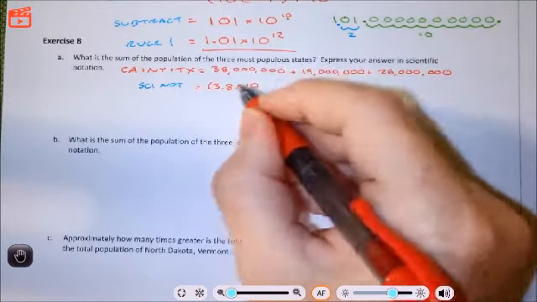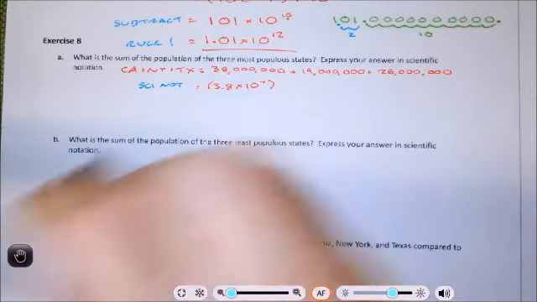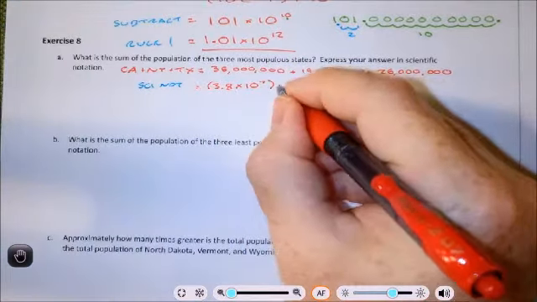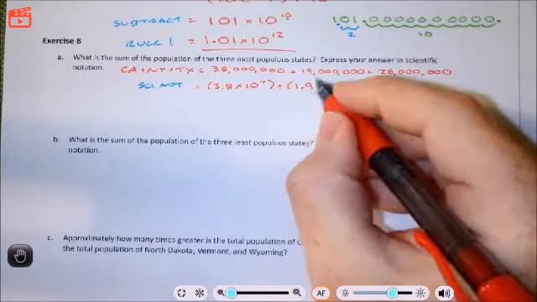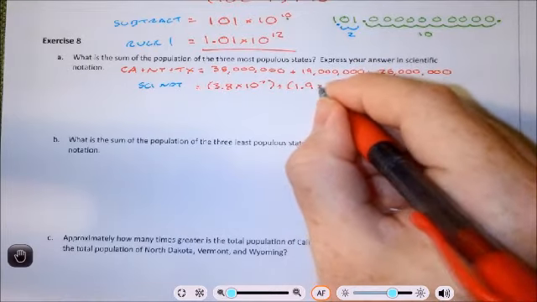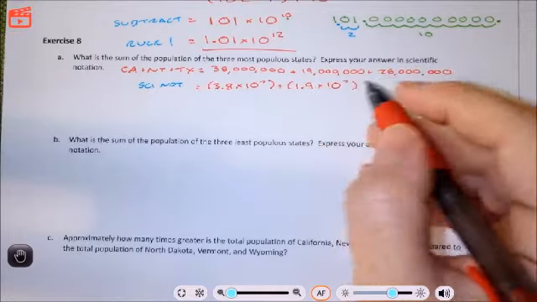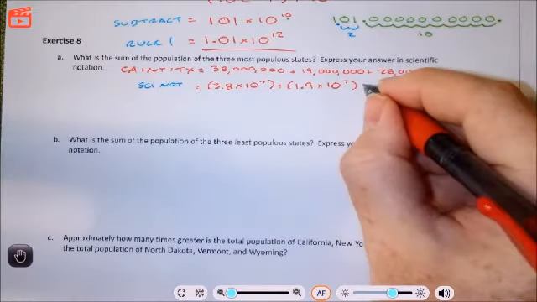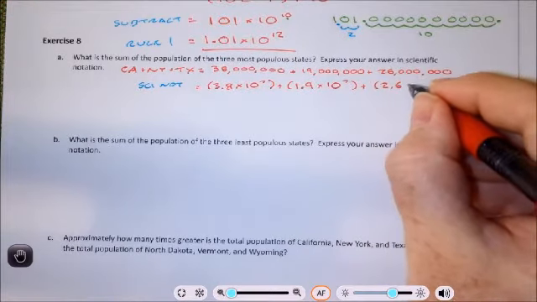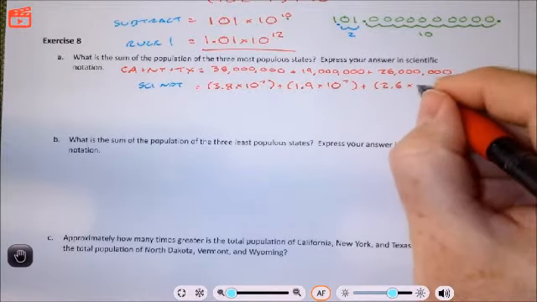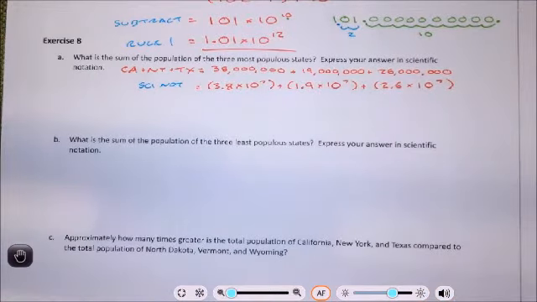And how many place values did the decimal move? It moved 7 place values. New York's population, in scientific notation, is 1.9 for Rule 1, times for Rule 2, and 10 to the 7th because the decimal moved 7 place values. Texas population is 2.6 to match Rule 1, times to match Rule 2, 10 to the 7th because it moved 7 orders of magnitude.